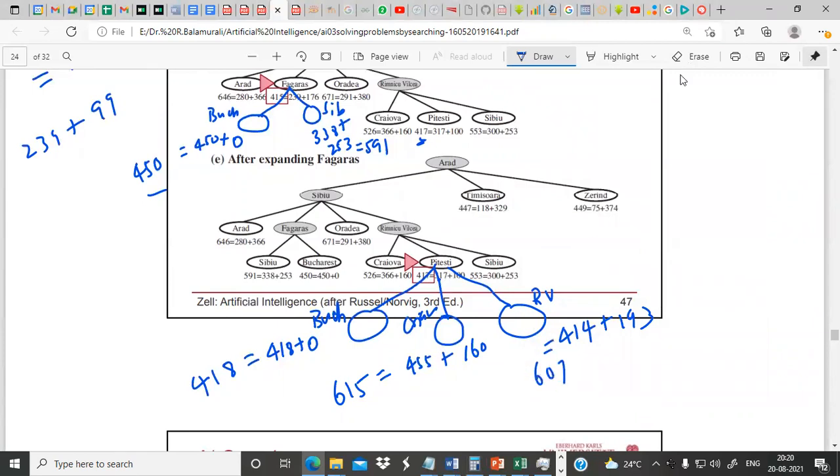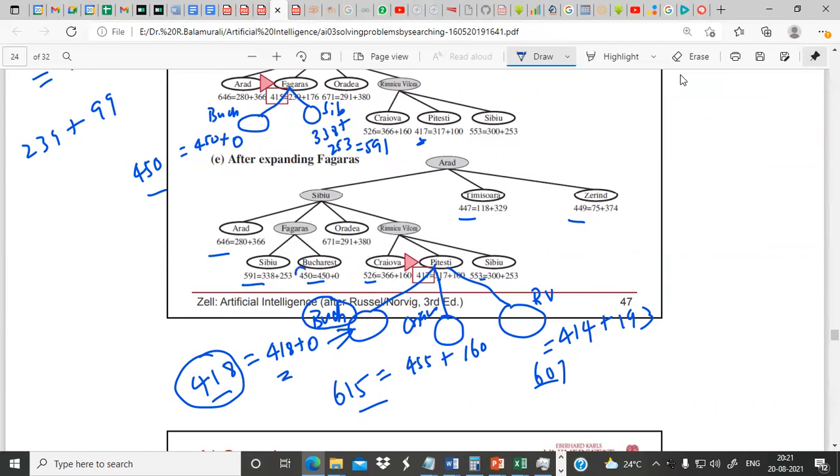Now from all the unexplored nodes, see which is the minimum cost. This is 646, 591, 451, 450, 526, 553, 447, 449, 418, 615, 607. The minimum cost is this one, 418. So now Bucharest should be explored. Before exploring, it will check whether this is a goal state or not. Yes, this is a goal state, so the algorithm will stop here. So the A-star algorithm checks for the goal state during expansion, not during generation. Then only it will find the optimal path. This is the optimal path, and this is not the optimal path.